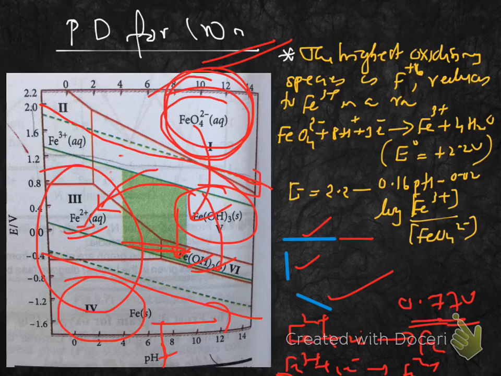What is the peculiarity of this region? Here you can see a merging of this line with the stability region of water. In this region, water is stable, so even if FeO4 2- comes in contact with water, there will be no reaction and FeO4 2- seems to be stable. So stability of FeO4 2- is actually possible only at extremely high pH or alkaline medium in a small region.